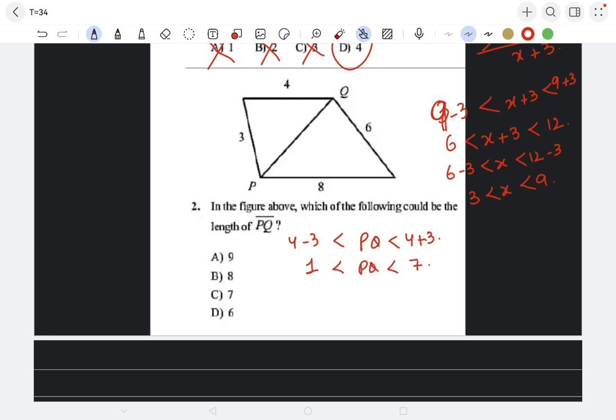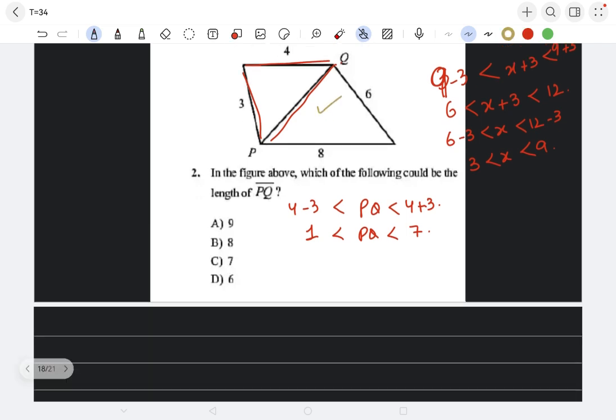Or what else could be the option? PQ can also be, if we consider this triangle, then your PQ is between 4 minus 3 and 4 plus 3. And if we consider this triangle, then your PQ can be between 8 minus 6 and 8 plus 6. So it is between 2 and 14.